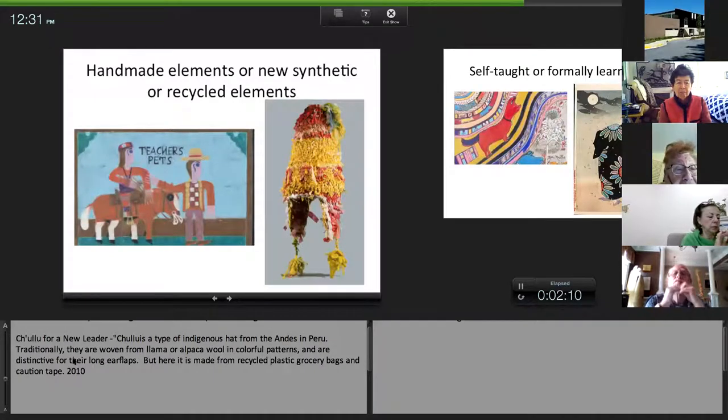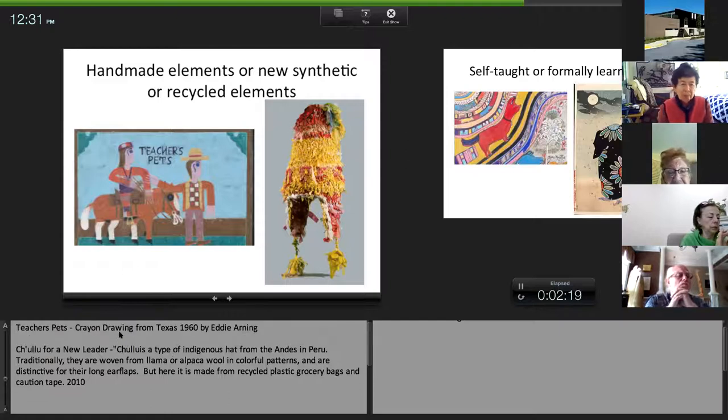Folk art can be made from handmade elements or recycled ones. And on the left, we have actually a crayon drawing. And this is from Texas, 1960. And on the right, we have a chulu, which is a typical hat from the Andes that normally would be made from different colored wool from the llama. But here it's actually made from recycled grocery bags and caution tape.